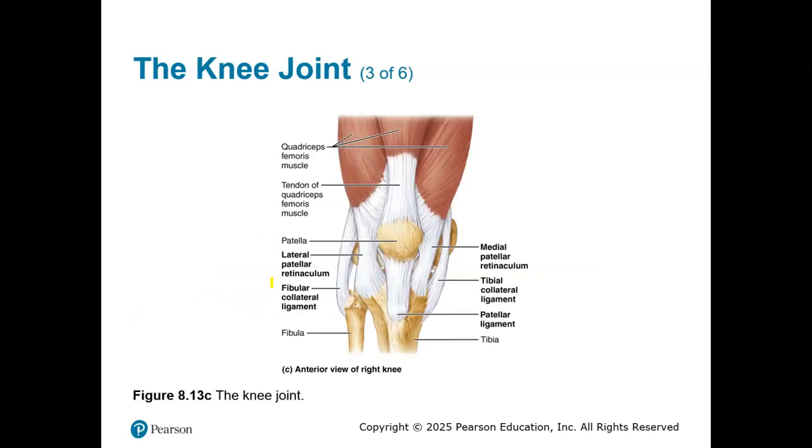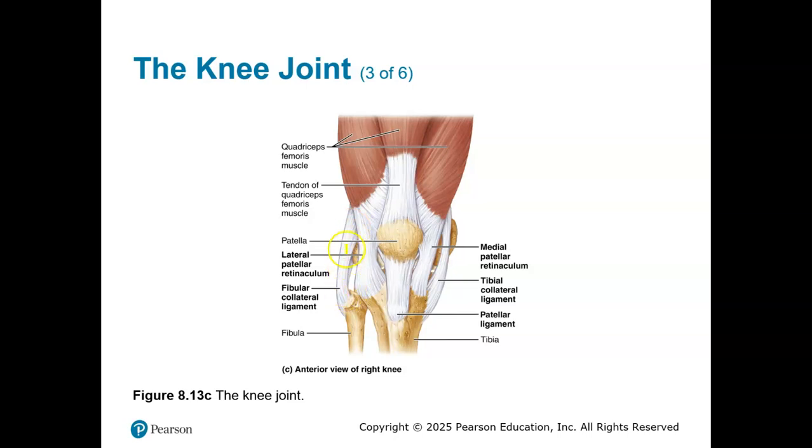All right. And here's another picture where you can see even more ligaments. So you can see the tendon of the quadriceps. You can see the patellar ligament because it actually connects the kneecap to the tibia. So it's a ligament instead of a tendon.